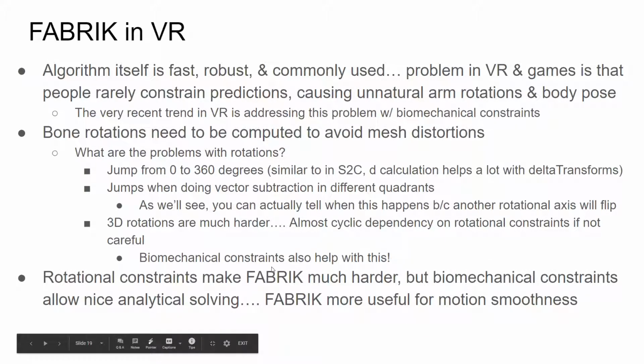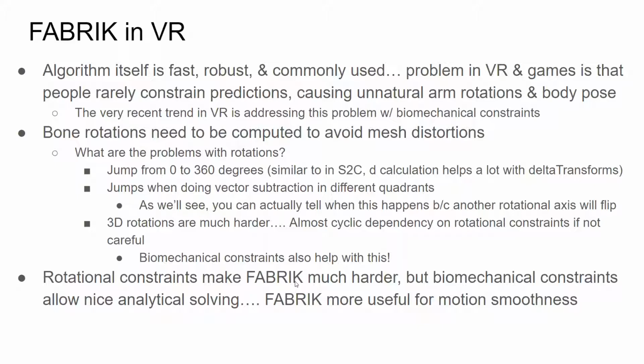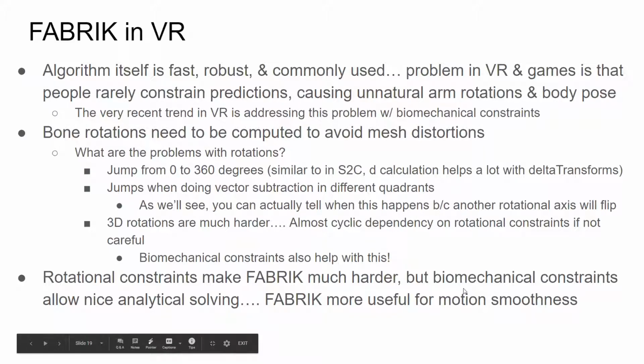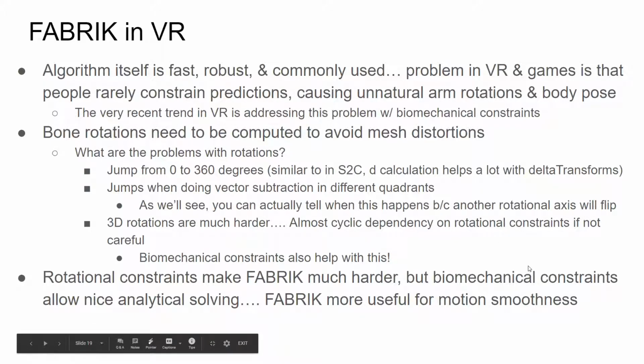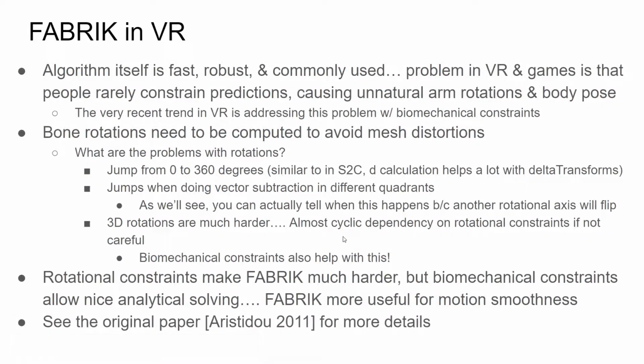And you can read the original FABRIK paper if you're interested, but in the original paper, they actually do explain how you would get rotational constraints at a high level. It's not particularly easy to implement. But fortunately, in VR and with human motion, we have these extra constraints that will make it possible to solve things analytically. So for VR and AR purposes, what we typically would use FABRIK for more is motion smoothness. But anyway, it'll make more sense after I explain a little bit more.